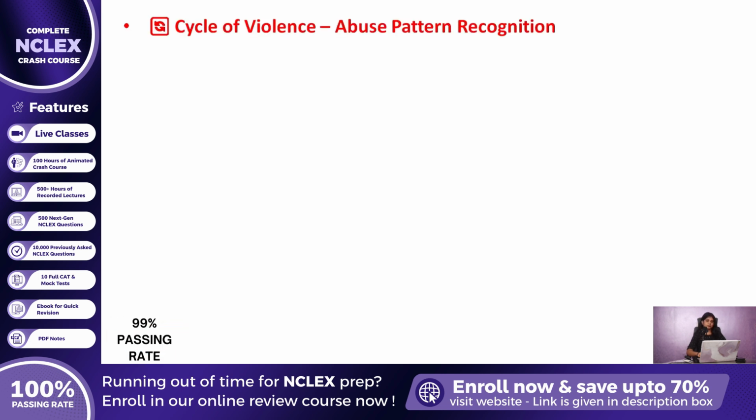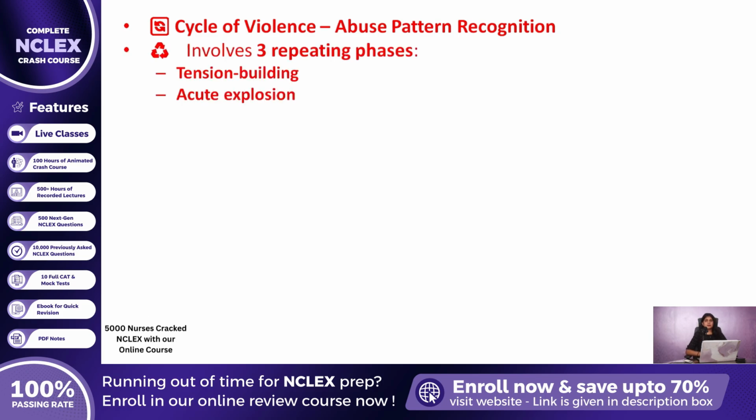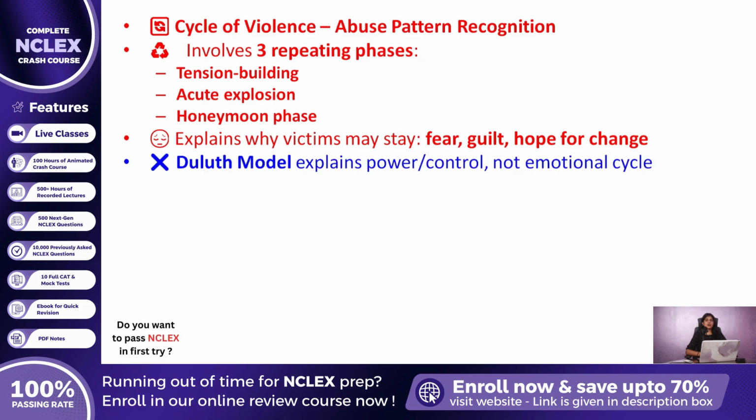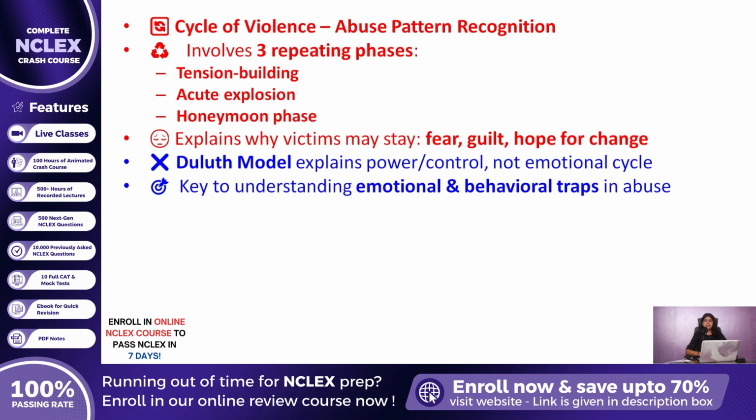Here is the rationale. This model includes 3 repeating phases: tension building, acute explosion, and honeymoon, which explain why victims may feel trapped by fear, guilt, or hope for change. While the Duluth model explains power dynamics, only the cycle of violence outlines the emotional and behavioral patterns that sustain abusive relationships.